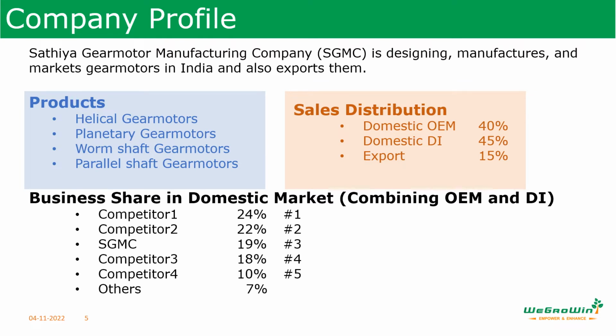Their market position is: competitor one, with 24% market share, is number one. Competitor two, with 22% market share, is number two. SGMC is at number three. Then competitor three with 18% market share is number four. Competitor four is at number five. Others are 7%. Here you can see the gap between competitor two and SGMC is 3%. But the gap between SGMC and competitor three is only 1%. This means they may also overtake, so it is a threat. So SGMC is really under threat now, right? That is the current situation here.